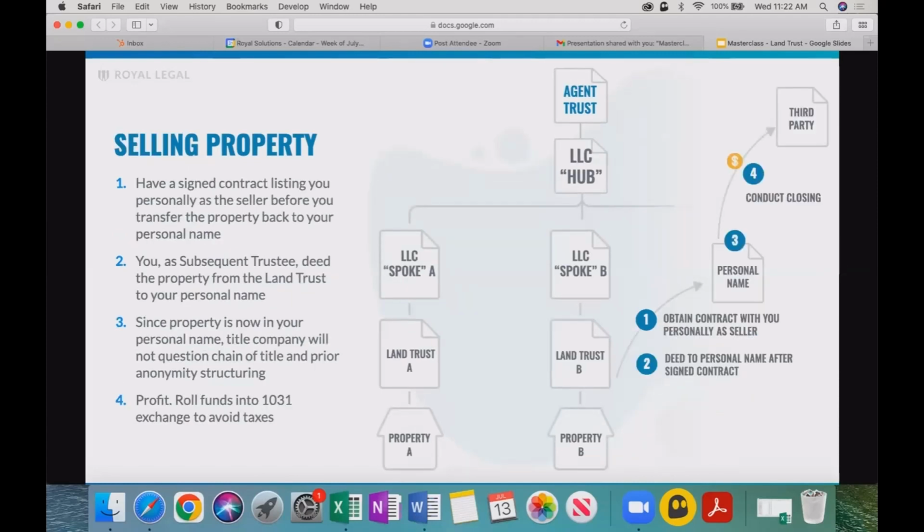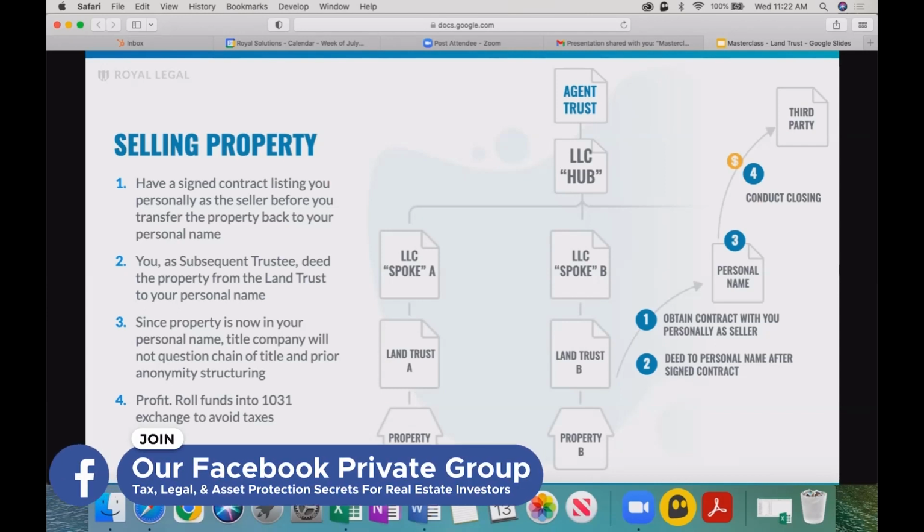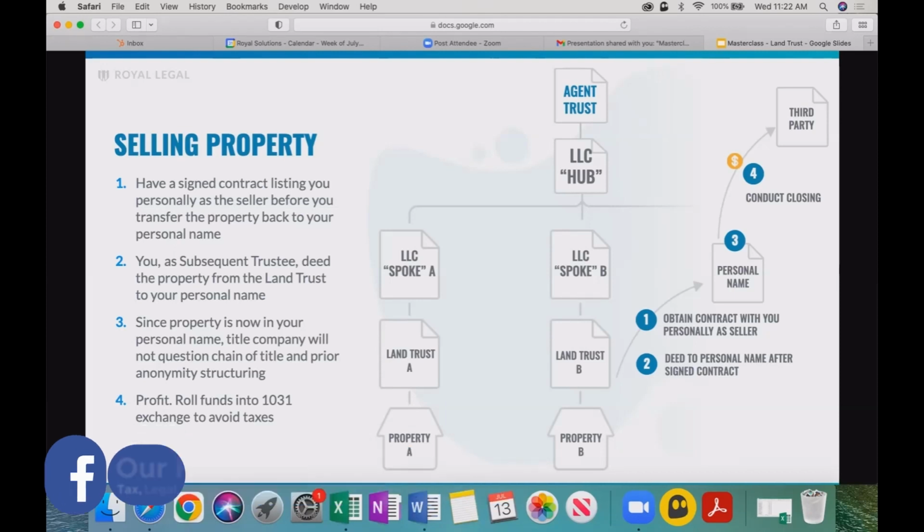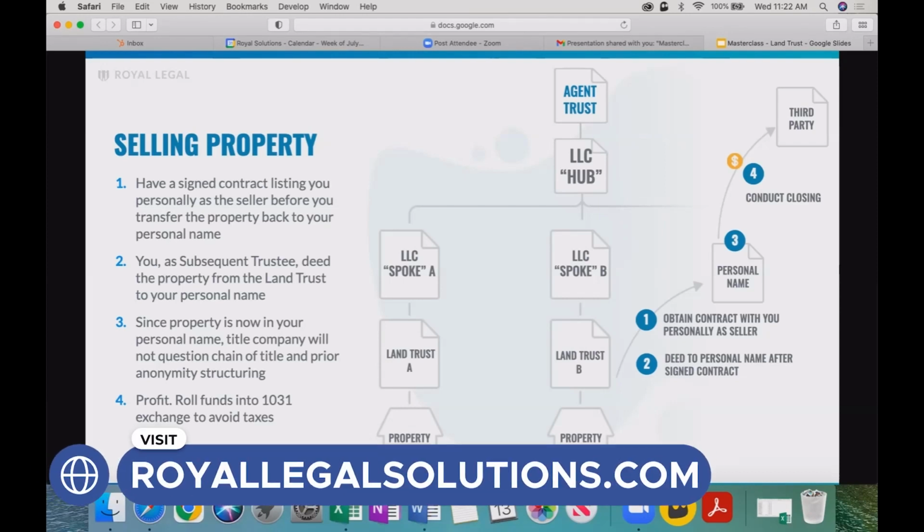And then selling property. Same idea. Some clients do have success selling directly out of the land trust. Now, some title companies are going to make you jump through some hoops, and it is not always the easiest thing. So generally, the recommended way is, once you decide to sell your property, you have it up for sale and everything, the easiest thing to do is to just transfer it back to your own name, enter under contract in your own name, and sell it.